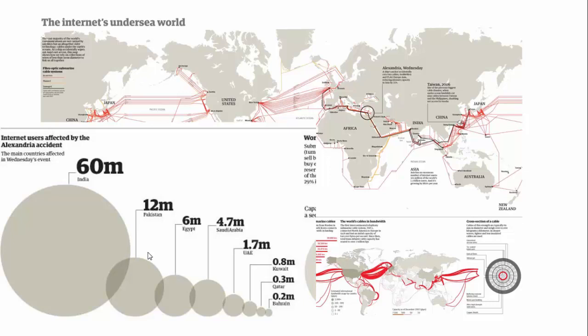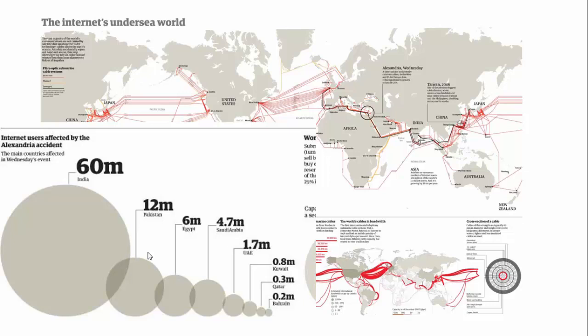Now, I will tell you, when I first saw this, I thought, this looks bad, because they're using circles and they're growing the circles. And of course, the way you want to grow a circle is to grow it both in its width and its height. That's going to violate the area principle. But fortunately for us, they actually included the numbers: 60 million from India, 12 million from Pakistan, and so forth and so on.